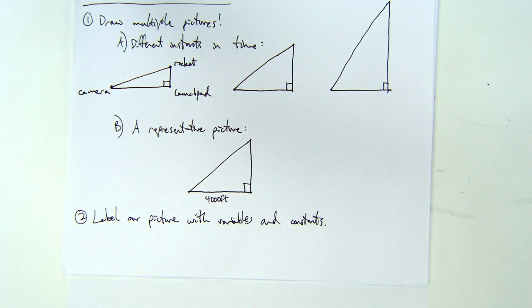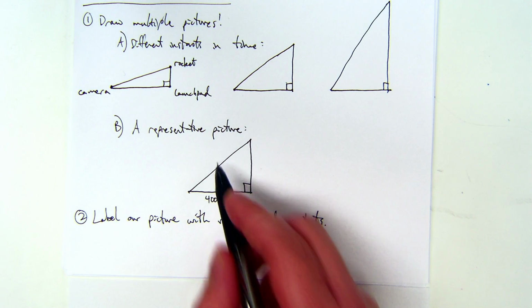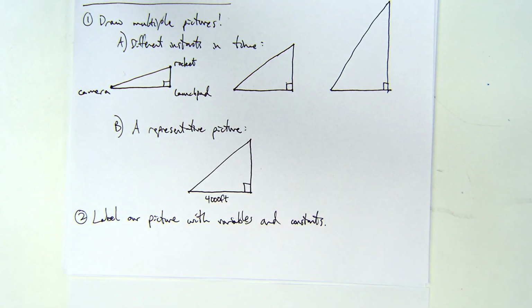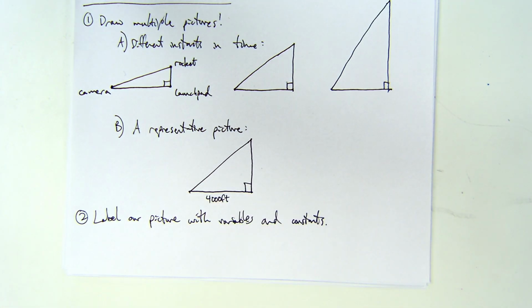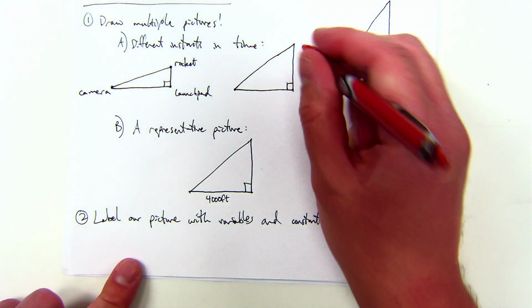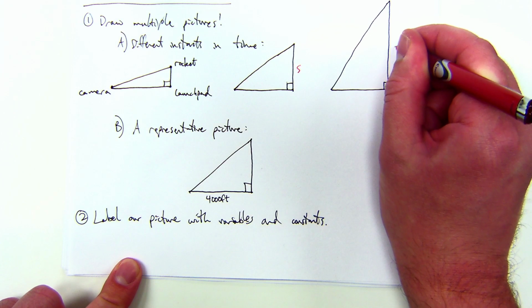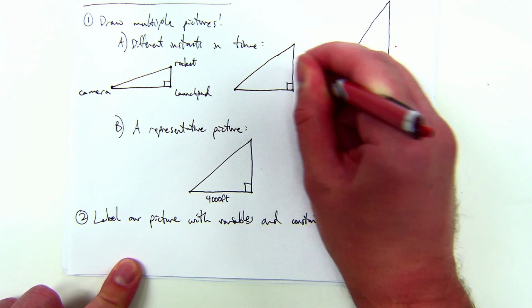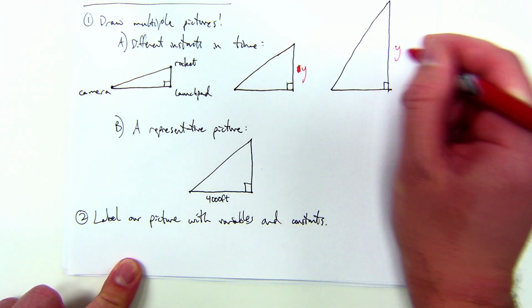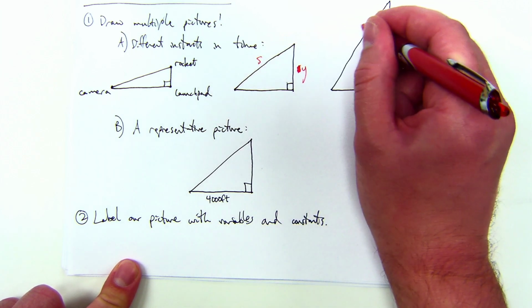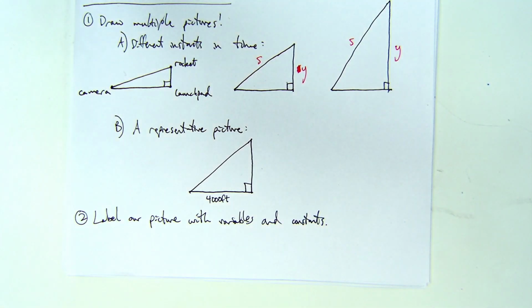For the quantities that are changing over time, we need to come up with variables, and I'm going to label those in a different color, let's say red. So here's S, no, let's call this y. I changed my mind. This will be y, and then this distance will be s. I've just chosen two letters that I like.